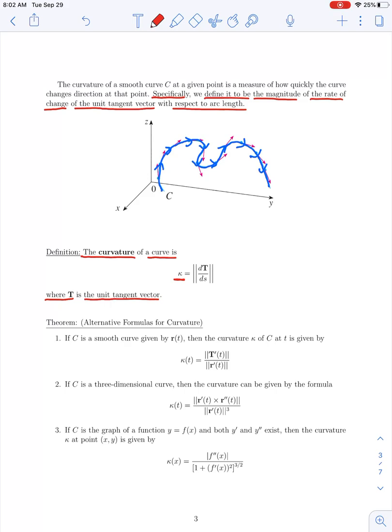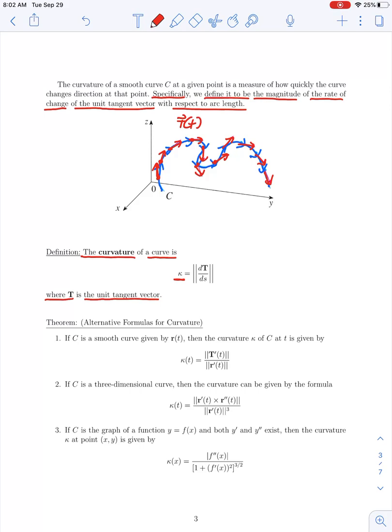So if we think about tangent vectors to our curve, in particular unit tangent vectors, for any given point on our space curve C, we can find a unit tangent vector. So these vectors that I'm illustrating are unit vectors which lie tangent to the curve at a given point.